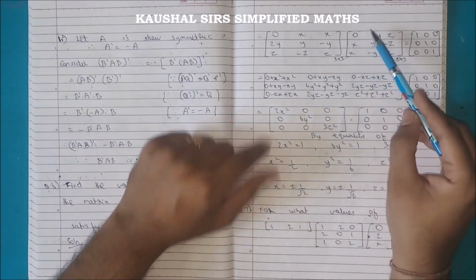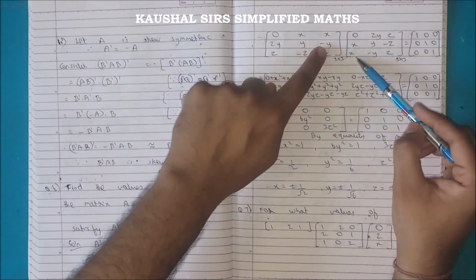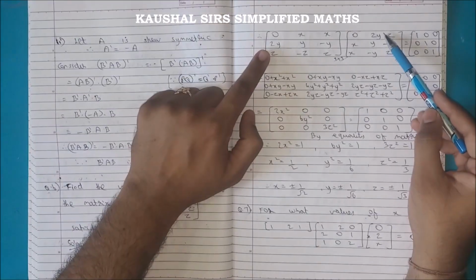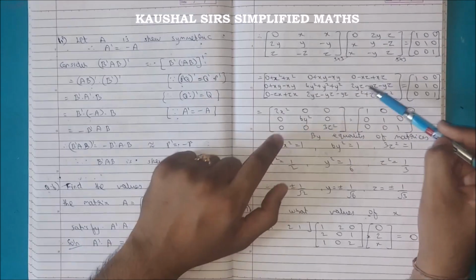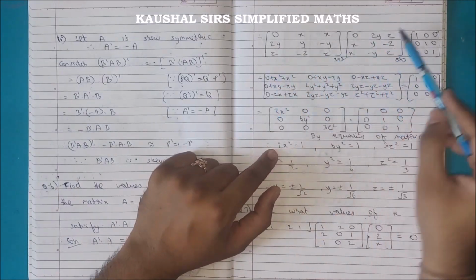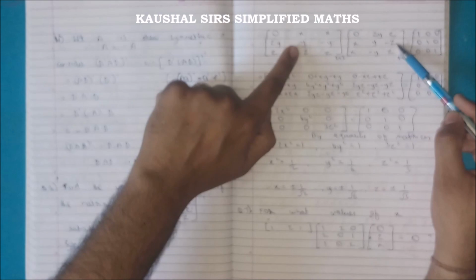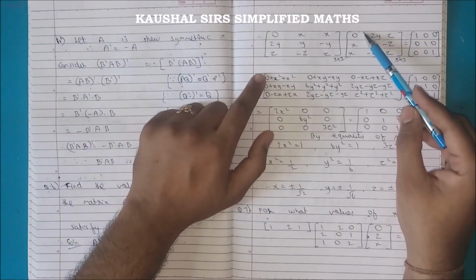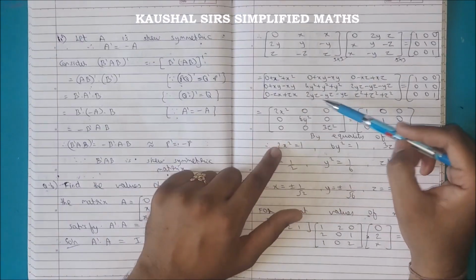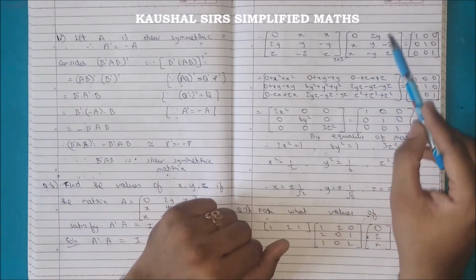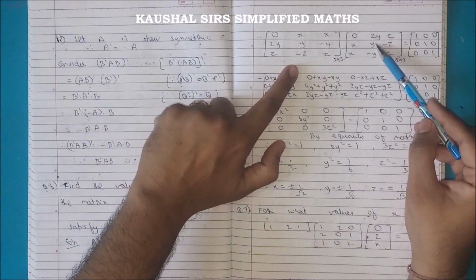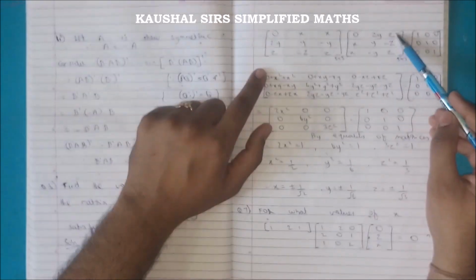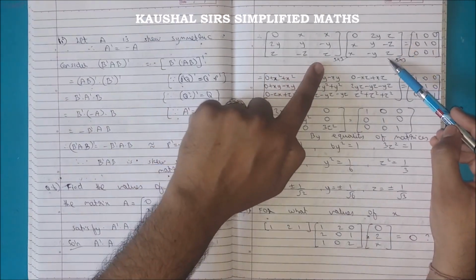A21, second row first column, so you get 0 plus xy minus xy. A22, second row second column, so you get 4y square plus y square minus y square. A23, second row third column, you get 2yz minus yz minus yz. A31, third row first column, 0 minus xz plus xz. A32, third row second column, 2yz minus yz minus yz. And A33, third row third column, z square plus z square plus z square.